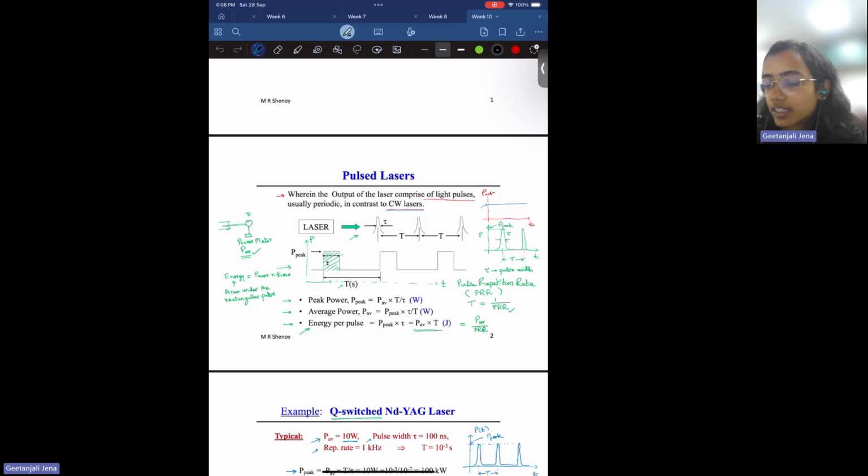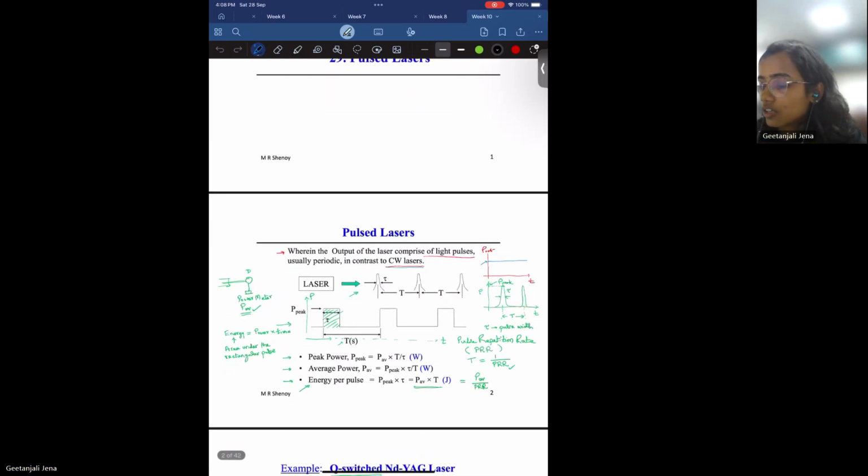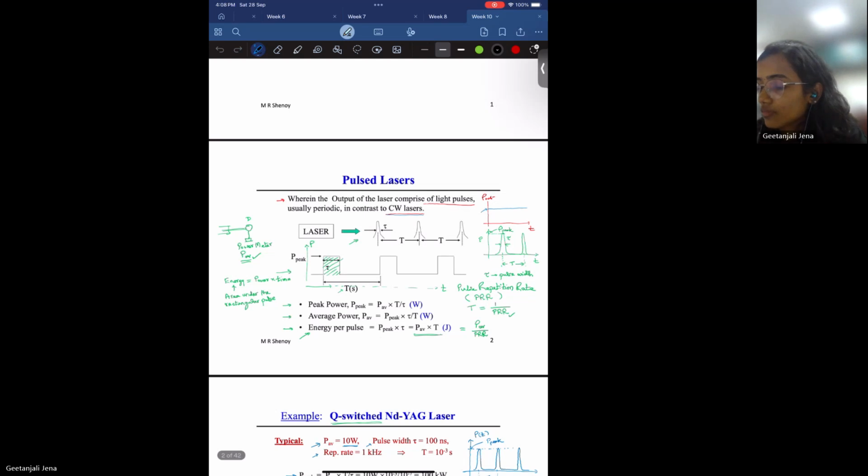So week 10 is all about pulse laser. We'll go through different types of pulse lasers and how we can achieve them, what condition is required to get a pulse laser, and how we can detect a pulse laser in an experiment. So, pulse laser, let us see the definition. As the name indicates, the pulse laser consists of pulses which are periodic in nature.